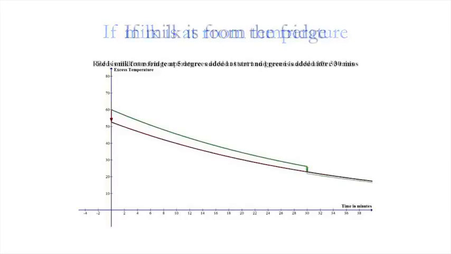If the milk is from the fridge, what happens there is that it drops down here where we're adding it right away, and then Newton's law of cooling kicks in and it keeps on going. But if you add the milk at the end, here we have it cooling because we haven't added the milk. Now we're adding the milk and it drops down and it goes lower than scenario 1. So in other words, the best thing to do if you've got milk from the fridge is to add it right away.